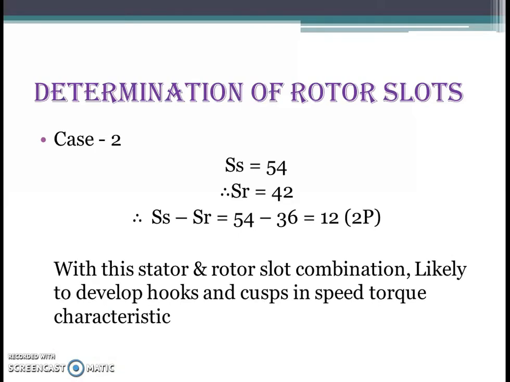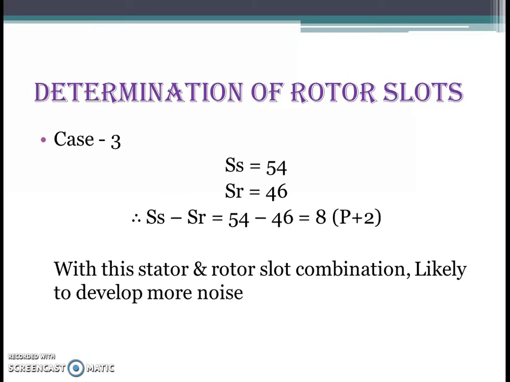Case 2, stator slots 54. Now we have taken rotor slots 42. So the difference of stator and rotor slots, that is 54 minus 42, that is equal to 12. And 12, we know, is 2 times our number of poles. With this stator and rotor slot combination, it is likely to develop hooks and cusps in the speed torque characteristic. And hence, this combination is also rejected.